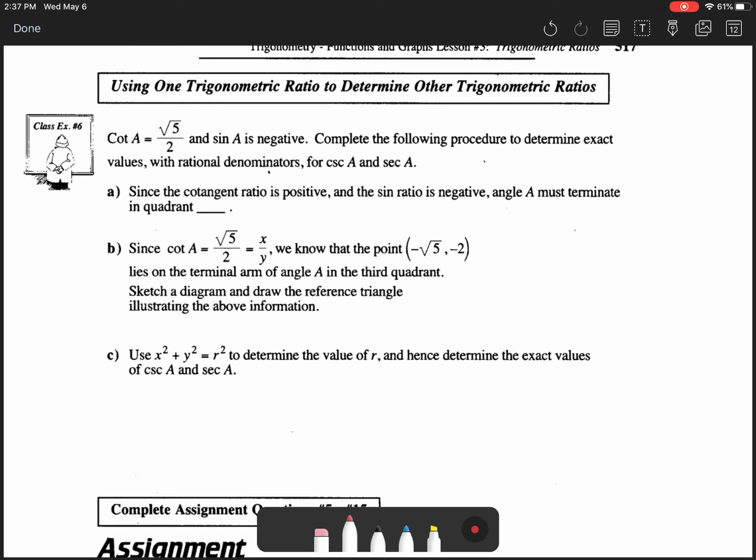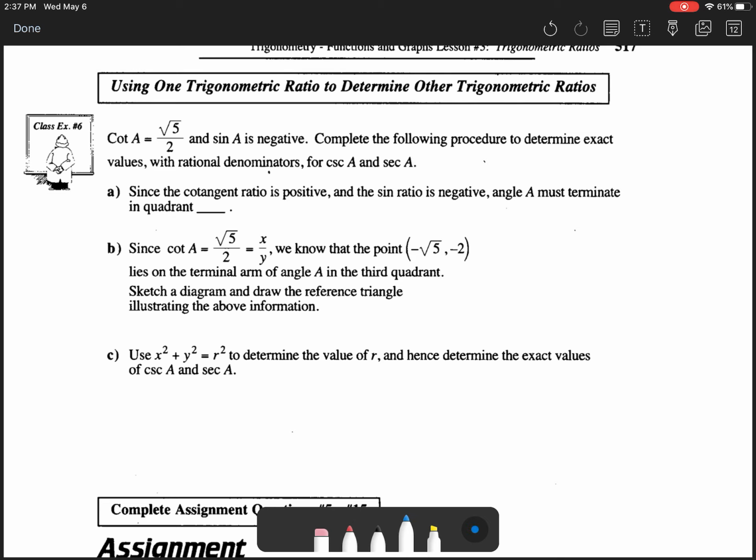All right, last page here. Using one trig ratio to determine the other trig ratios. Some kids really like this question because it's kind of like a puzzle, figuring out where we are based on clues they give us. The second part of it is a little trickier. It goes back to Math 20 where we have to do something called rationalizing the denominator. I'll explain that more at length when we get to that point of the question.